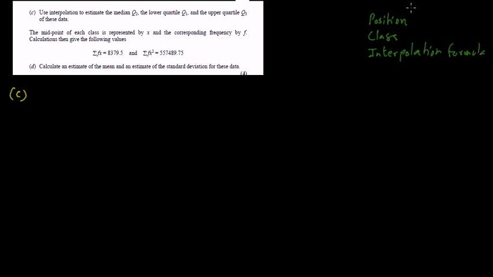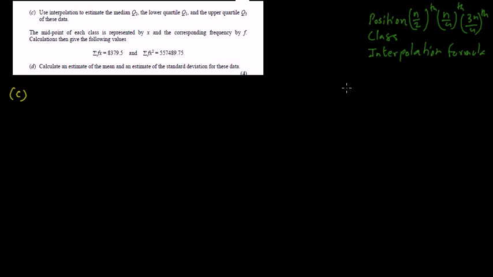The position for the median is n by 2th position. For Q1 is n by 4th position, and for Q3 is 3n by 4th position. So these are the positions. Now the interpolation formula is this.